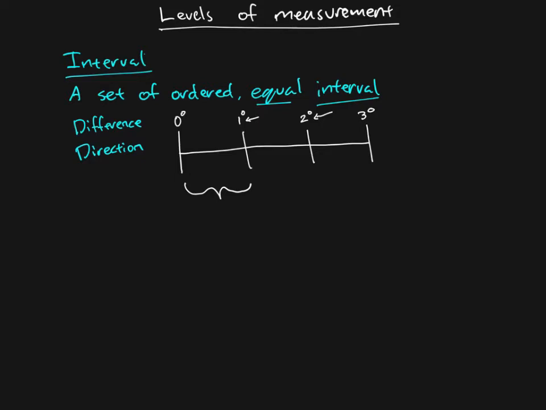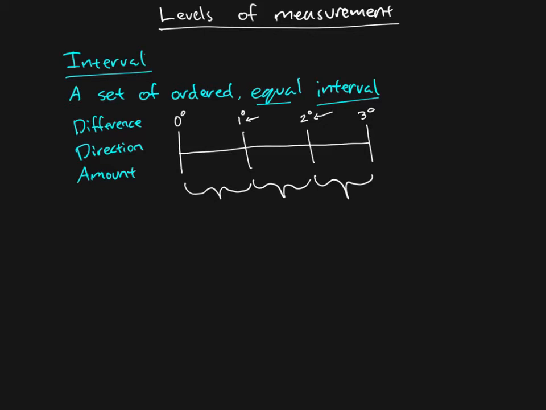What we also know that we didn't know in an ordinal scale is we know the amount. So we know that 2 degrees Celsius is exactly 1 degree more than 1 degree Celsius. And 3 degrees Celsius is exactly 1 degree more than 2. And that is because these are exactly equal intervals. So hopefully an interval scale is pretty intuitive.